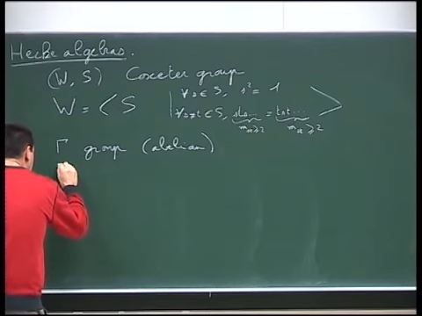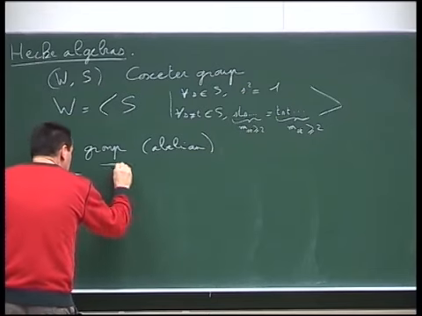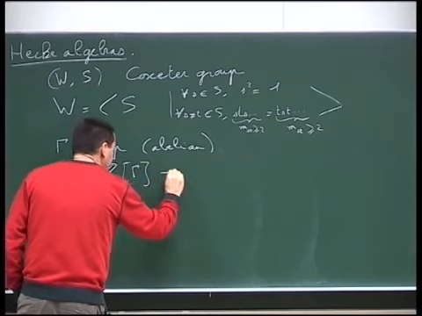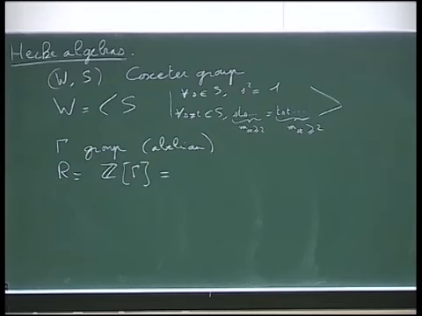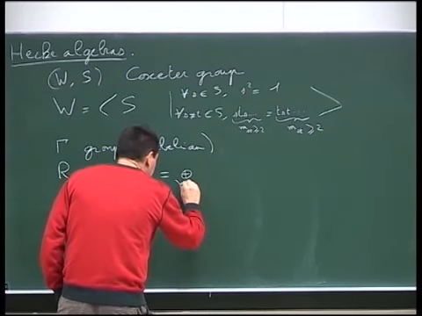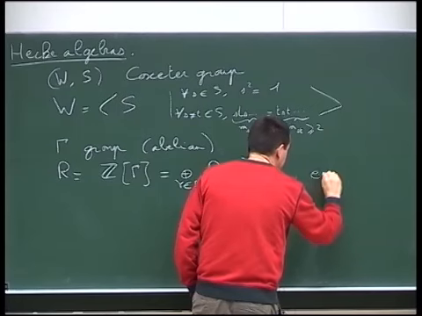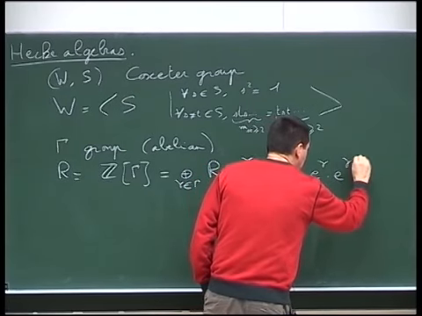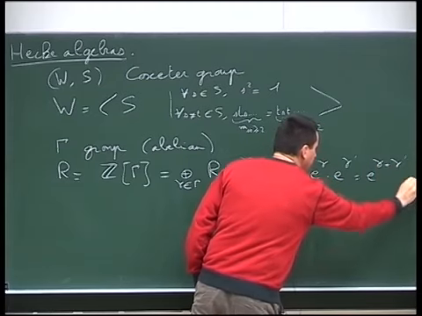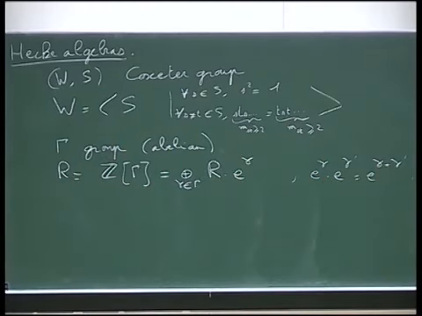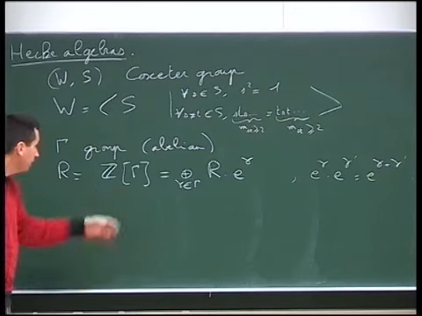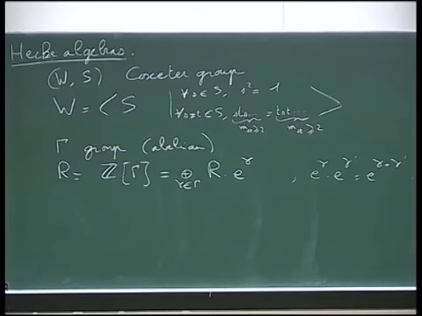And I will denote by R the group algebra of gamma. I will denote this group algebra with an exponential notation. So this is the sum for gamma in gamma of R exponential of gamma, and the multiplication is given by this formula. It's just because I want to use an additive notation for gamma, and inside the group algebra, I need to use an exponential notation.